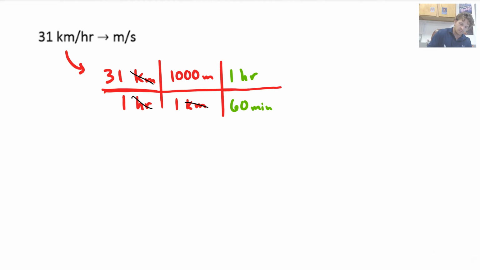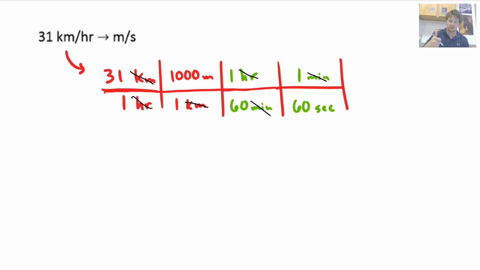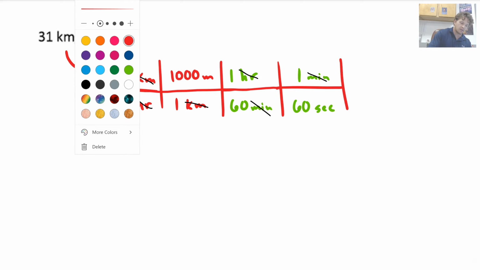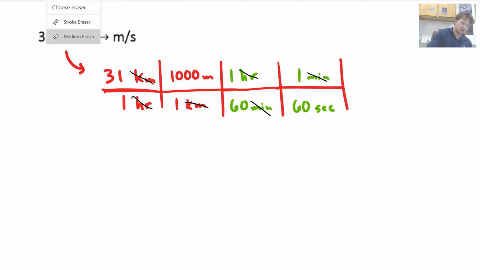Okay, let's see where we're at. Hours cancel. So right now I have minutes in the bottom, but I want seconds. So I have to go one step further. And I just repeat the process. For every 1 minute, there are 60 seconds. Okay? My minutes cancel, and I'm left with seconds. So right now I have meters in the numerator, seconds in the denominator. So this is exactly where I want to be. And now it becomes just simplifying that math and plugging everything into the calculator.